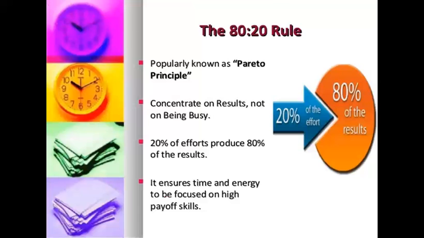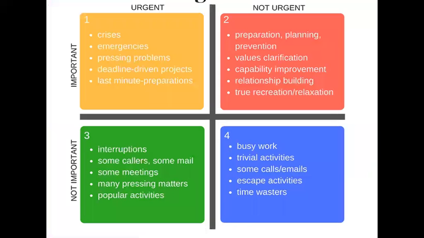Okay, so according to the Pareto principle, or this 80-20 rule, 80% of unfocused effort generates 20% of the results, and the remaining 80% of the results are achieved with only 20% of your effort. Understood? So now we will learn this new matrix of time management.